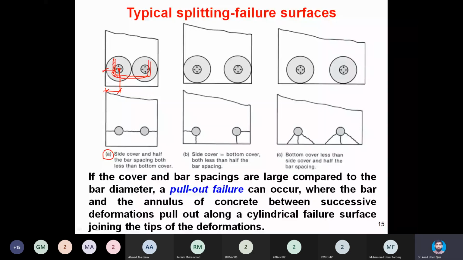Now if the edge cover is insufficient, and furthermore if both the bars are closely spaced, we learned in PRC1 that the code recommends that the clear gap between the bars should be the greater of the least diameter of the bar, 25 millimeter, and third, 1.3 times the coarsest aggregate size.